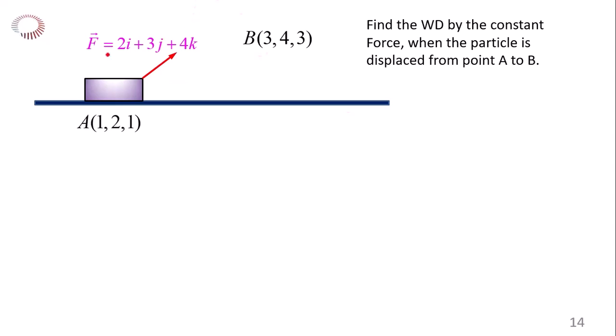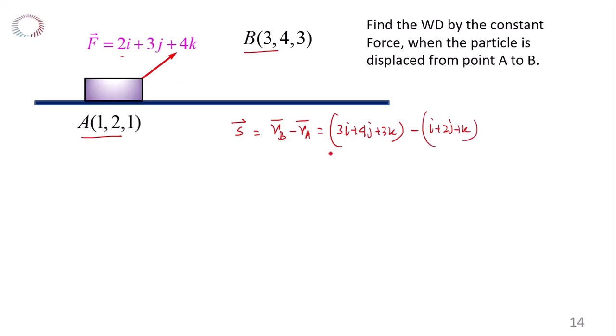Let us say there is a force 2i plus 3j plus 4k acting on the particle, and because of this force the particle is displaced from point A to point B. For the displacement from A to B, I can calculate the displacement vector as the position vector of B minus the position vector of A. So S should be equal to RB minus RA. Now what is RB? RB is 3i plus 4j plus 3k, minus i plus 2j plus k. So that means 2i plus 2j plus 2k. So this is the displacement vector.